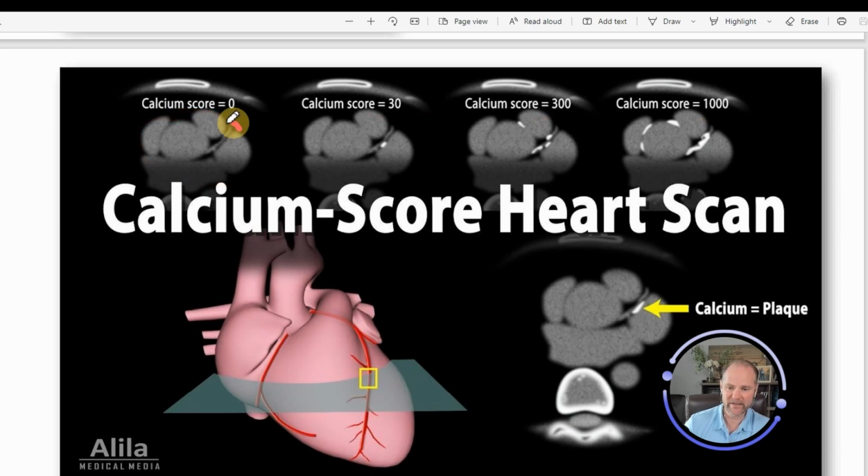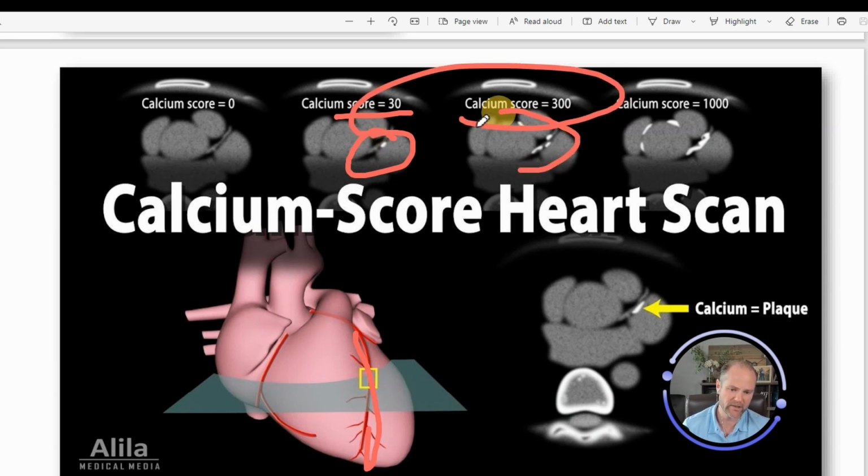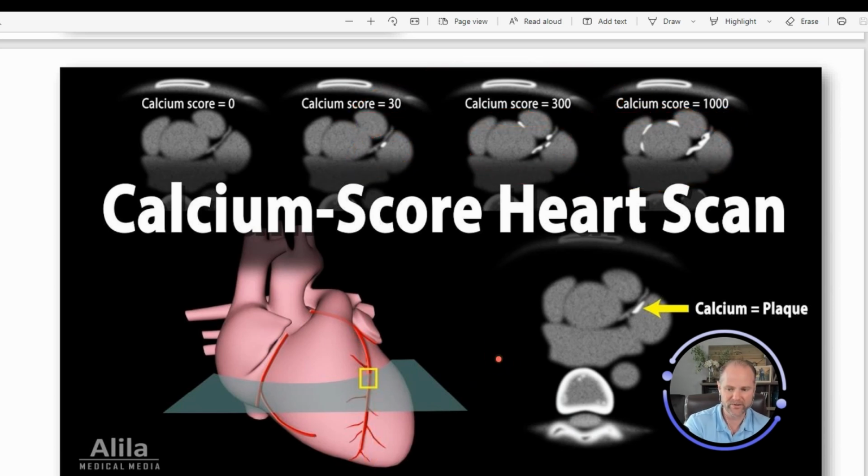You can see initially here, there is no calcification in the arteries. What we're checking for is calcification in the arteries, not in the muscle tissue, but in the arteries right here. So here's a score of 30. You can see a little bit of calcification. Here's a score of 300. You see more calcification. And then here's a score of 1,000. You can see a lot of calcification starting to form in this person's chest right here.